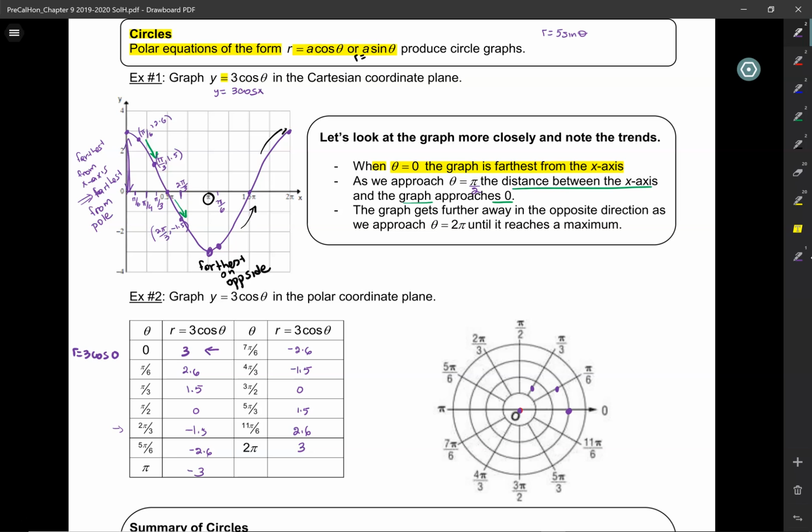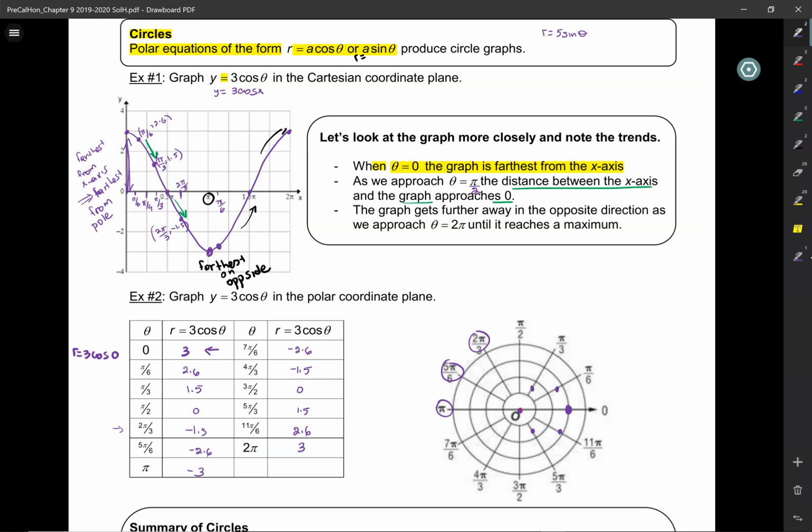Pi over 2 is 0. Okay, so 2 pi over 3, that's 2 pi over 3. I'm at negative 1.5, so the opposite side right there. Okay. 5 pi over 6, that's 5 pi over 6. I'm at negative 2.6, so on the opposite side, negative 2.6 right here. And then at pi, I'm at negative 3, so I'm right at that first point.